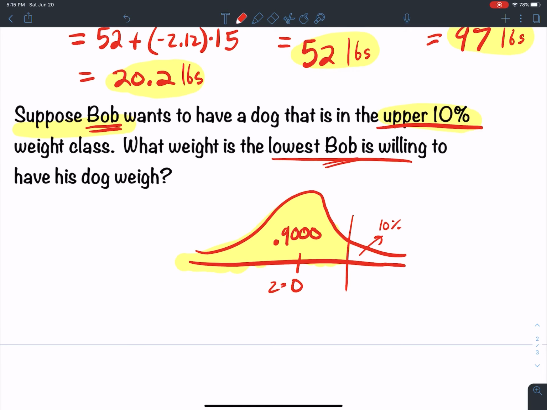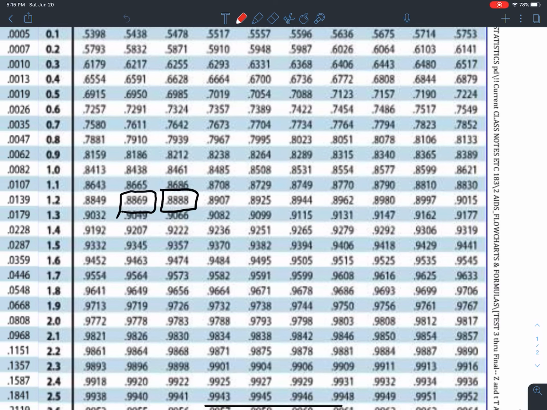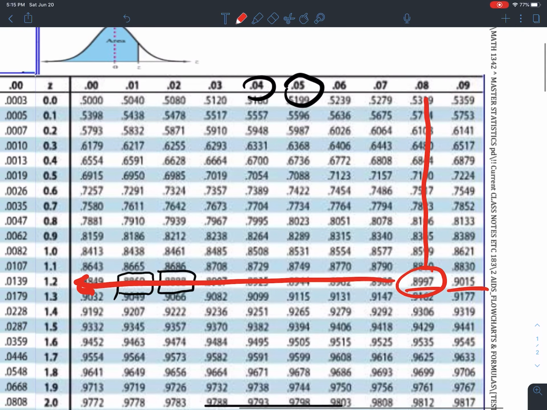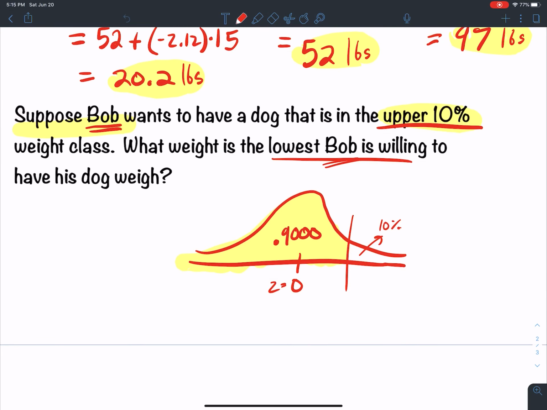So go find Waldo with 0.90000. So when I go look for that, I'm in the 9s. Okay, this one looks like the closest. Right? So between this one and this one. Now this is 0.0015 away, and this is 0.0003 away. So I think I'm going to use that one. So that corresponds to 1.28. So this gives me a z-score of 1.28.